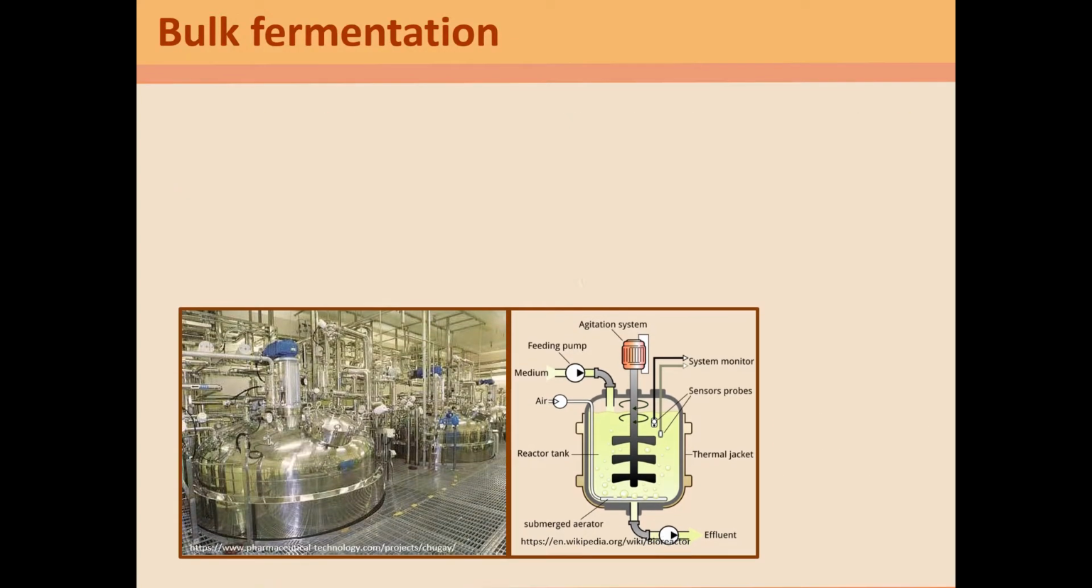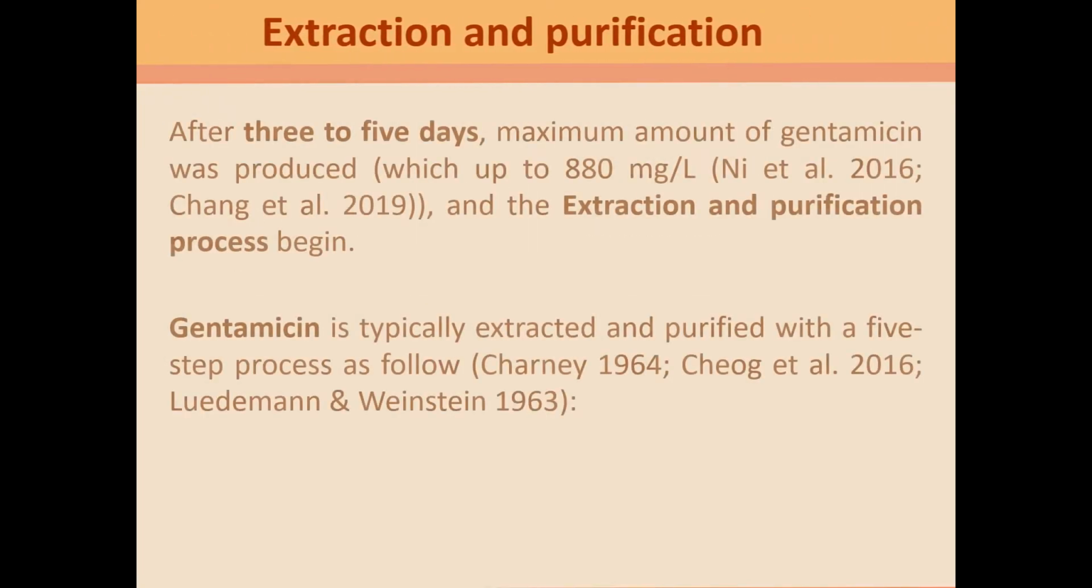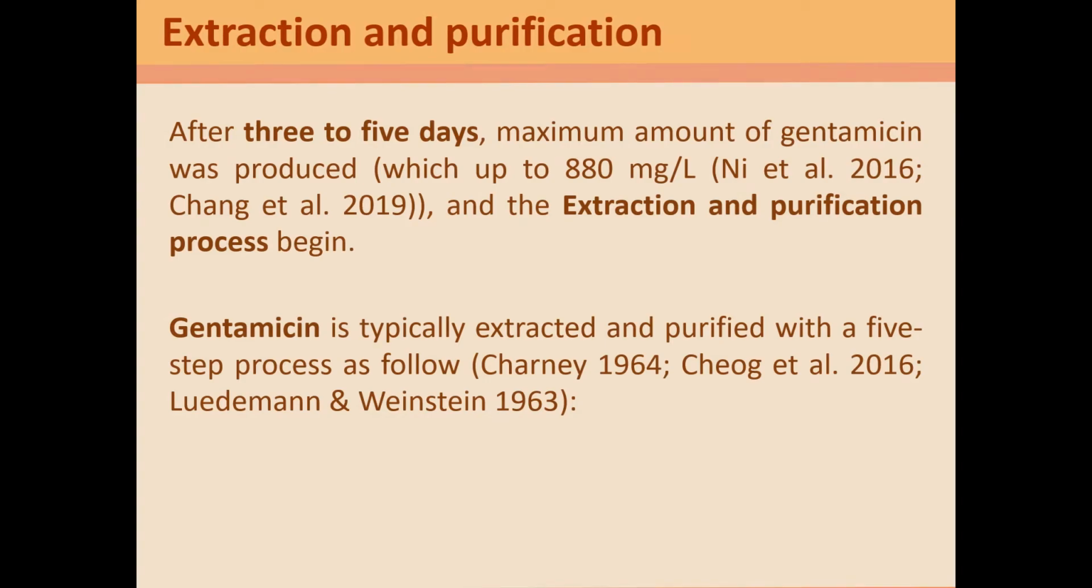Tanks are constantly air-pumped and agitated, and because of that, anti-foaming agents are added to prevent bubbling. In these tanks, bacteria proliferate and produce gentamicin as a secondary metabolite. After 3 to 5 days, the maximum amount of gentamicin was produced, with up to 880 mg per liter, and the extraction and purification process begins.